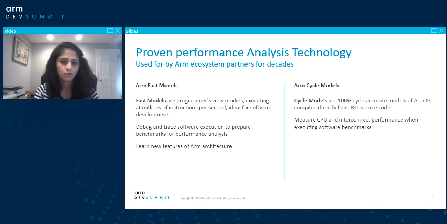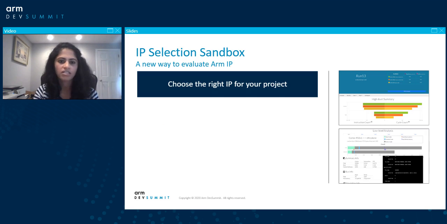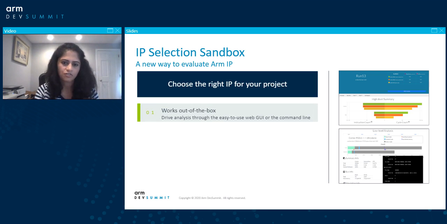So using these two technologies that have been deployed to ARM ecosystem partners for decades, we have devised this new tool called the ARM IP Selection Sandbox, which is a quick and easy way for architects to evaluate ARM IP right out of the box and make their personalized performance data decisions as fast and as easy as possible. The main advantage of the IP Selection Sandbox is that it works right out of the box. So there isn't time spent in setting up tools and setting up the environment. You're able to get to your answers right away.